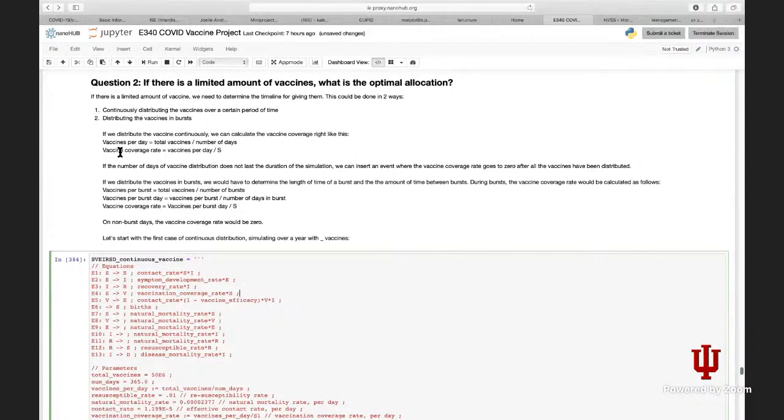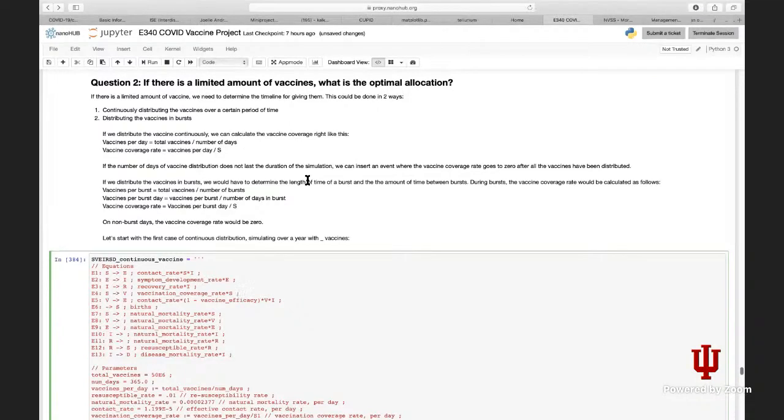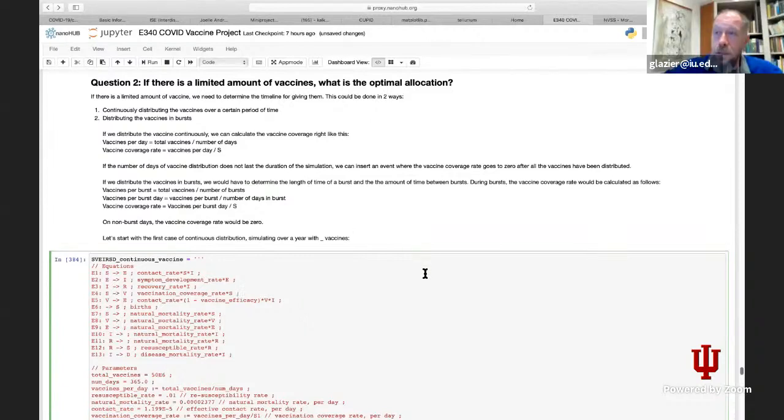But then if we calculate, maybe I need to come up with a new way to calculate the coverage rate, because if the vaccine coverage rate is the vaccines per day divided by S, then dividing by S and multiplying by S, you cancel. Yeah, so that's probably what I need to workshop. So, the vaccine coverage rate.